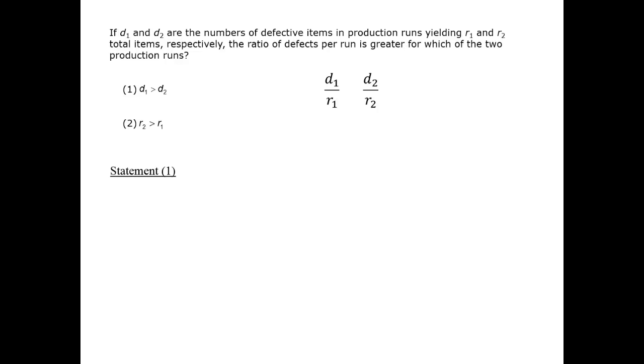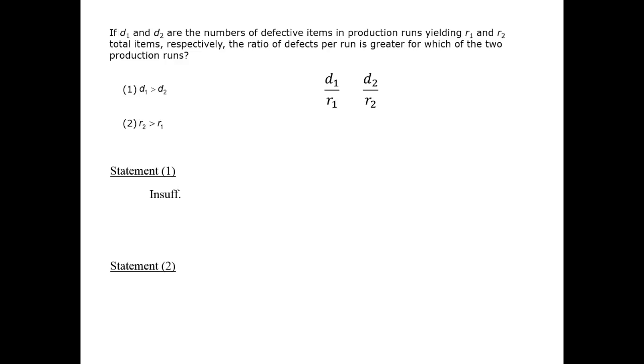Statement 1 compares defects but not runs. That still permits wildly different cases. For example, the first run might have 10 times as many defects as the second run, but for all we know, it could have 100 times as many total items, or 1/10 as many items. In those cases, the defect rates would compare quite differently, so the information given in statement 1 is insufficient.